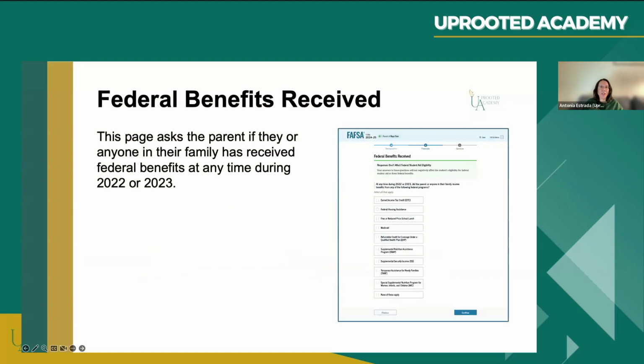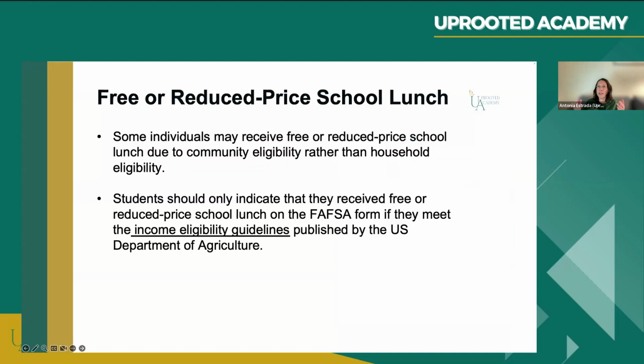So this page has to do with federal benefits received. It asks parents if they or anyone in their family has received federal benefits at any time during 2022 or 2023, and has a list of those benefits. You can select which ones apply in your case. If you select any of these options, then families are not required to report assets. We do want to highlight the third benefit here, which is free or reduced price school lunch. There are a lot of districts around the country that have universal free and reduced price school lunch for students in their school district, regardless of income.